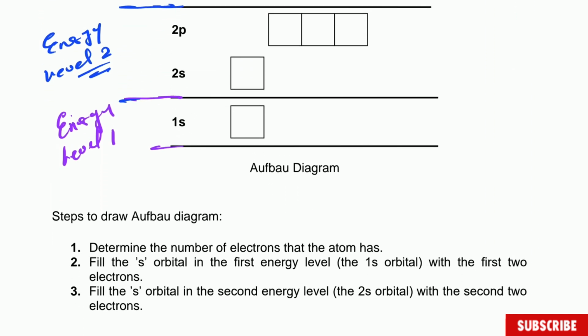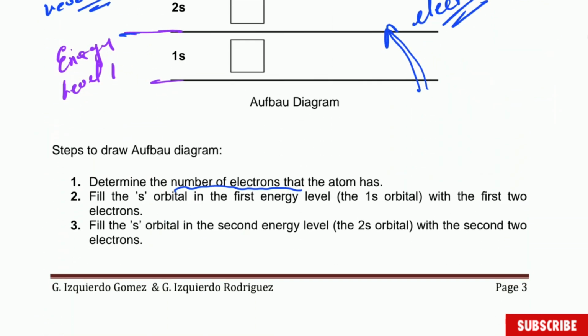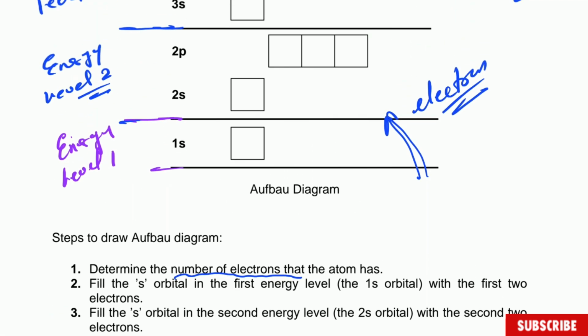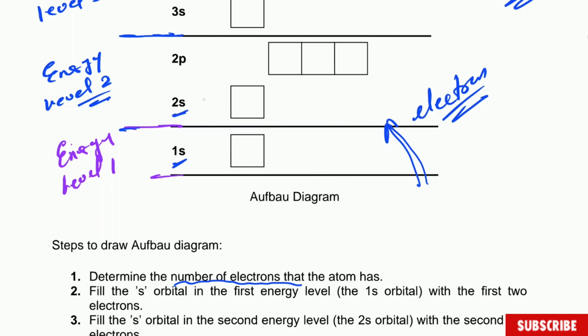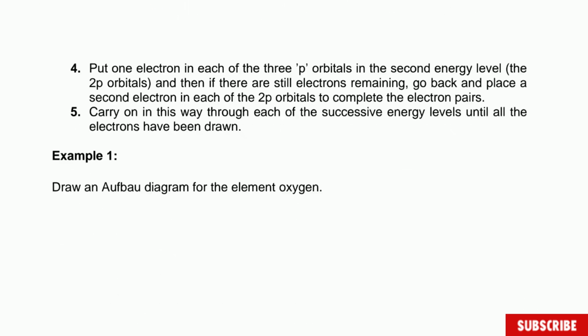Okay, so now to draw the Aufbau diagram, we have to follow certain rules, and it's quite simple. We need to determine the number of electrons that the atom has. Important number of electrons, because we have to represent electrons in each of these orbitals. So we represent electrons there with arrows, as we explained right here. Second, fill the s orbital first, and then you go to the second one. So you always start from the 1s before you go to 2s, and then before you go to 2p, in that specific order. And then put 1 electron in each of the p orbitals before you go to the next one. We already explained that one, and let's see one example.